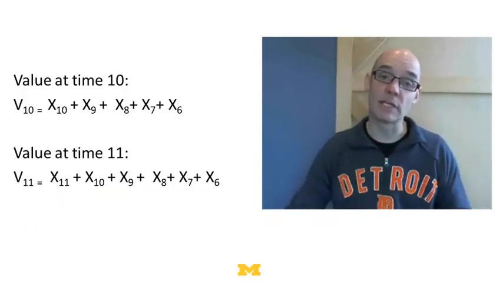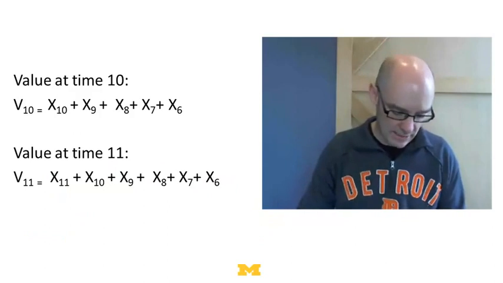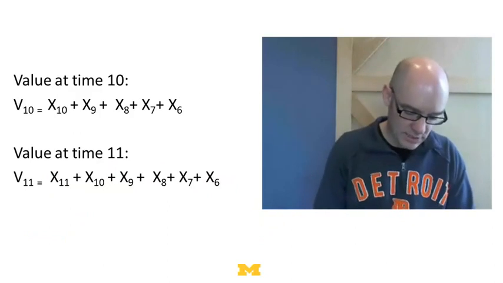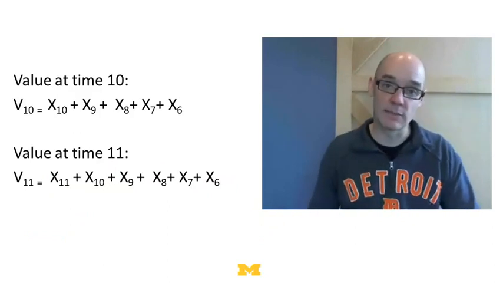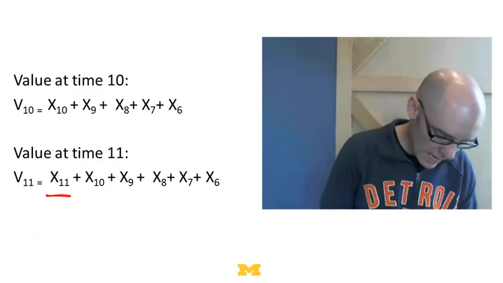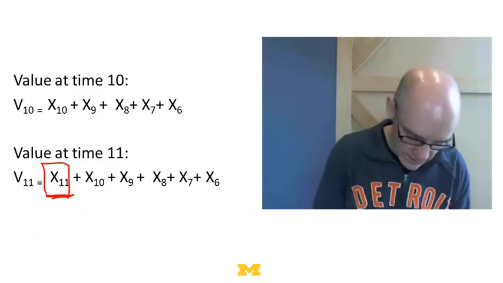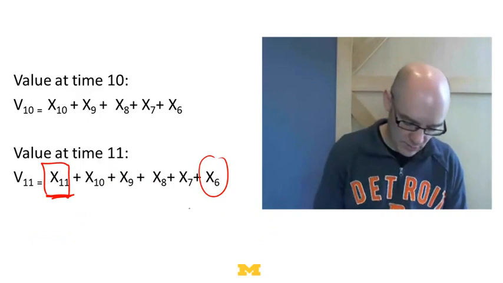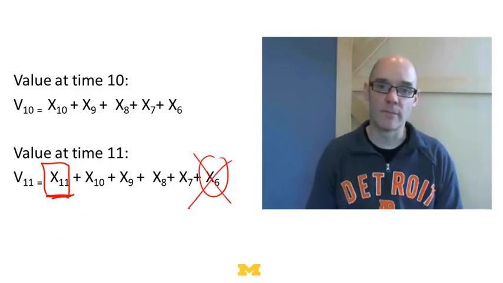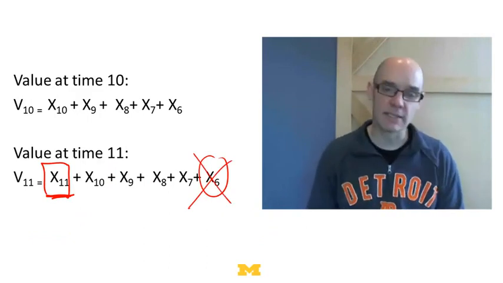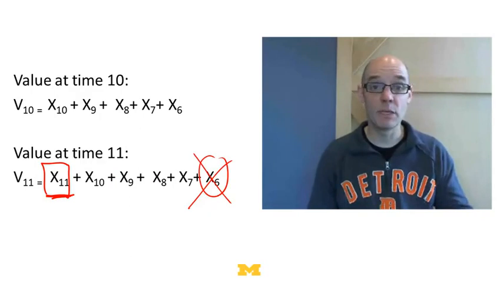So for example, if I want to look at the value of something at time 10, it's going to depend on x10 plus x9 plus x8 plus x7 plus x6. Then in time 11, we're going to add in the shock that we get at time 11. But then we're going to take the shock that we had at time 6, the random variable, and chop that off. Now what are these x6, x7s, x8s, x9s? They could be 2 things in particular.